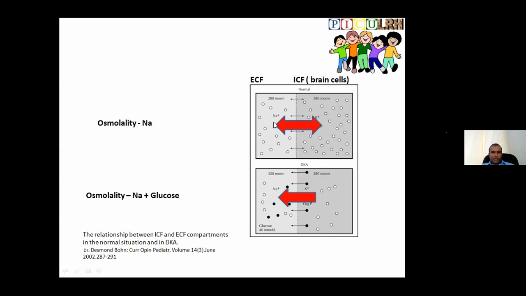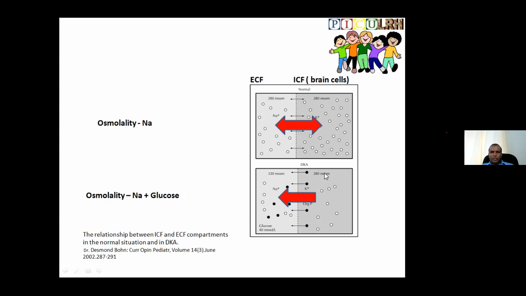So there is 280 plus 40, 320. So what happens with time? Now, higher osmolarity in the extracellular compartment, lower osmolarity in the intracellular compartment. We will shift fluid from the intracellular to the extracellular compartment. So with time, the extracellular osmolarity will go down because fluid is coming from this side. Intracellular osmolarity will go up because fluid is shifting from intracellular to extracellular. So with time, it comes to another equilibrium where the osmolarity should be between 320 and 280.